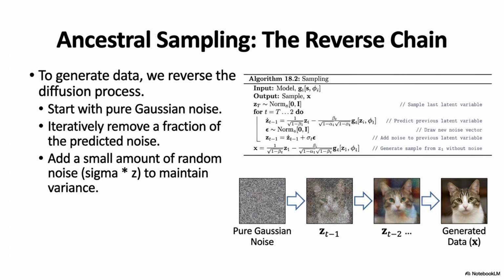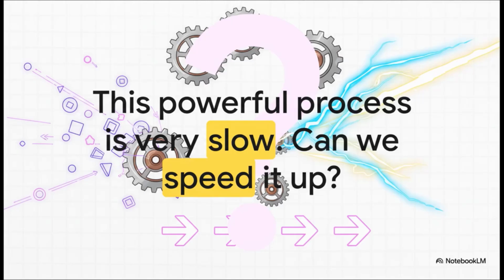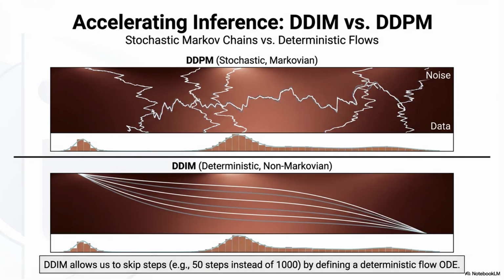Now there's a catch, right? There's always a catch. Taking all these tiny little refinement steps is what gives these models their incredible high-quality results. But taking 1,000 steps to generate one single image, yeah, that is painfully slow. So obviously the next big question for researchers was, can we please find a way to speed this up? And this slide shows the solution perfectly.